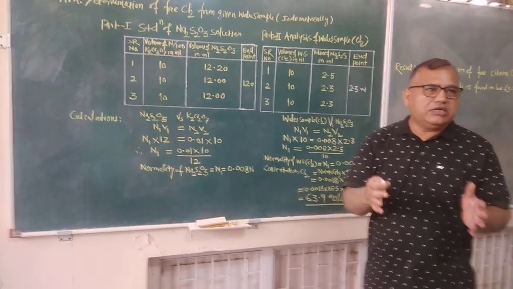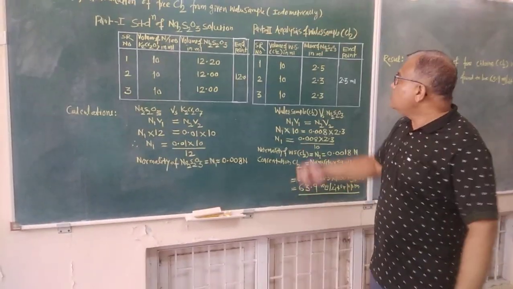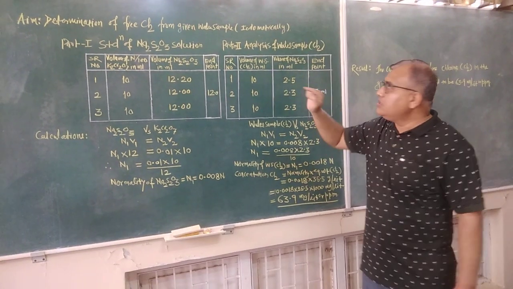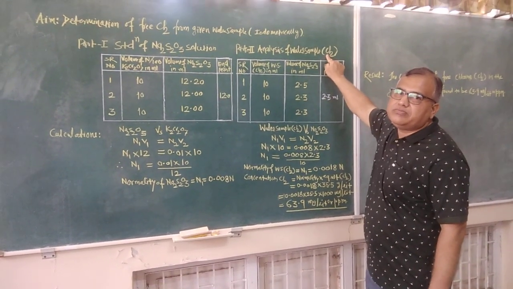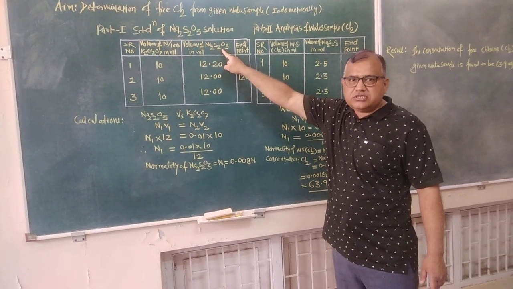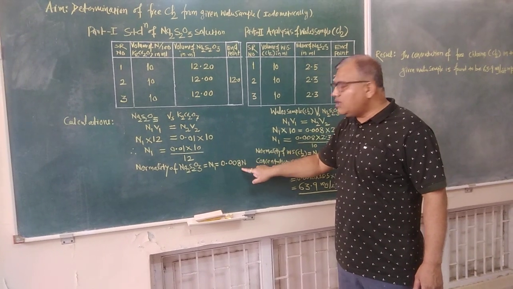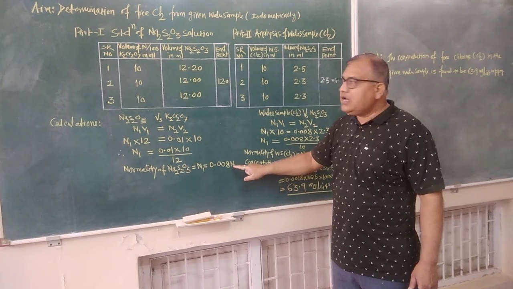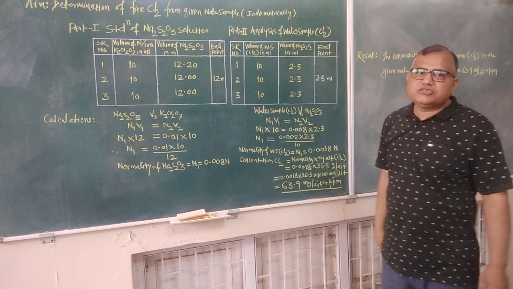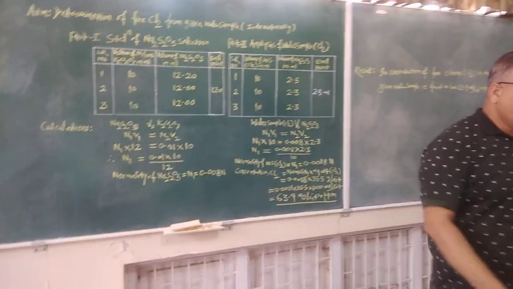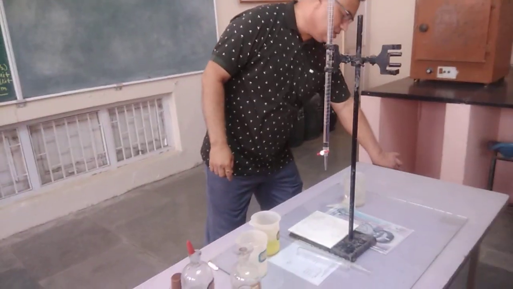Now the actual aim in this experiment is to analyze the water sample with respect to chlorine, because our aim was to determine the chlorine present in the water sample. And for this part, we have standardized this Na2S2O3 using K2Cr2O7 in the first part, and we have got the normality as 0.008 normal. Now we will perform the second part of the experiment, that is analysis of water sample. Okay, so just see the demonstration for this now.